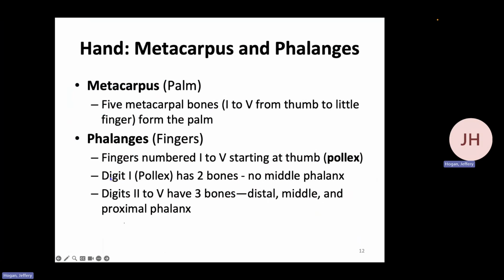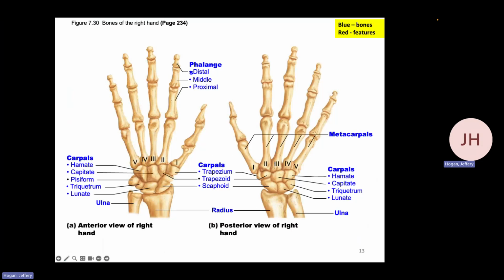Now, there are 2 phalanges in the thumb and 3 phalanges in the other fingers. So we have a proximal and a distal phalanx in the thumb, and a proximal, distal, and middle phalanx in the fingers, 1 through 4. Excuse me. Moving on. So let's take a look at the phalanges first. Get those out of the way.